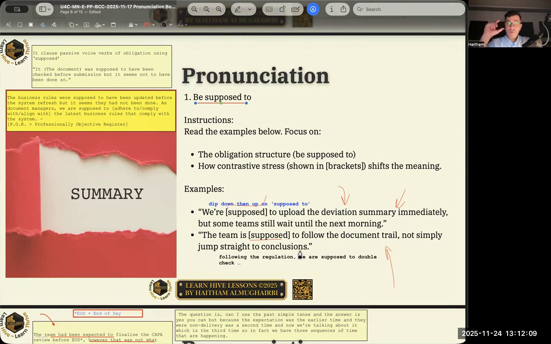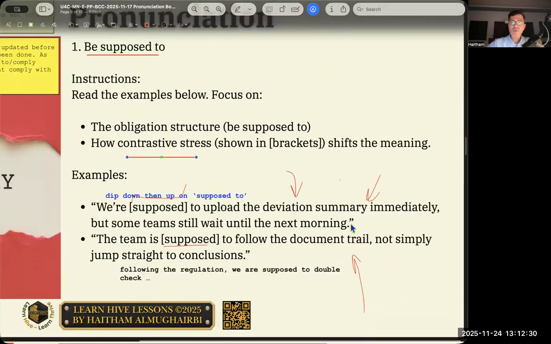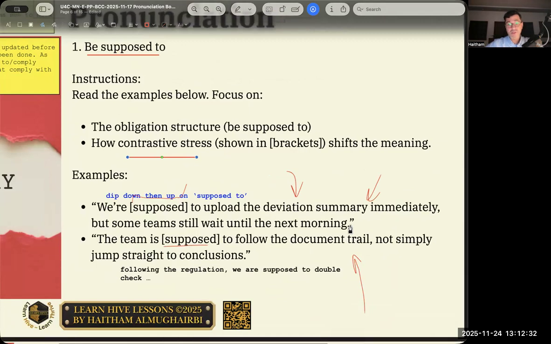Now, what I want to show you is how to show the contrastive stress that's shown here in the brackets. Okay, so the example that I want you to listen to is how I dip down, then go up, and make a short pause in "supposed to" to indicate an external obligation that wasn't met. Let me say it to you, okay? We're supposed to upload the deviation summary immediately, but some teams still wait until next week.